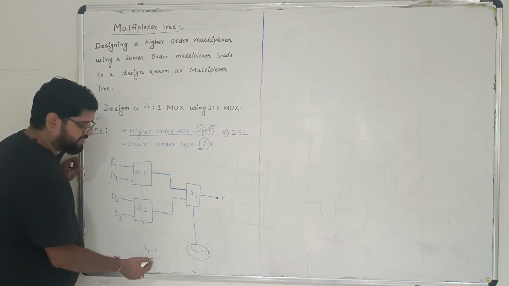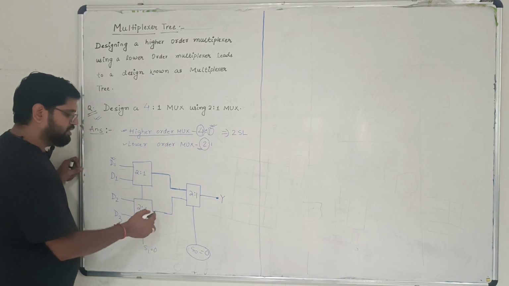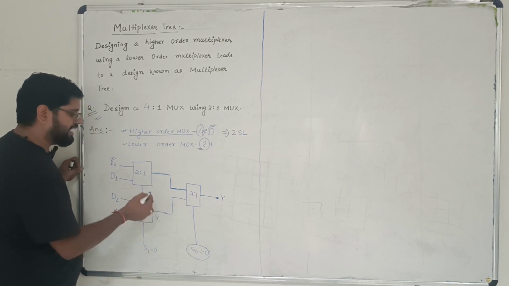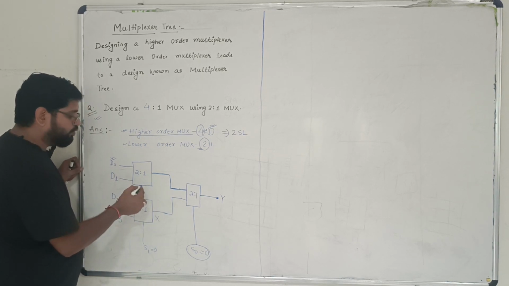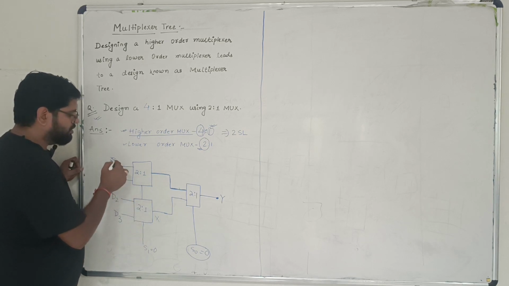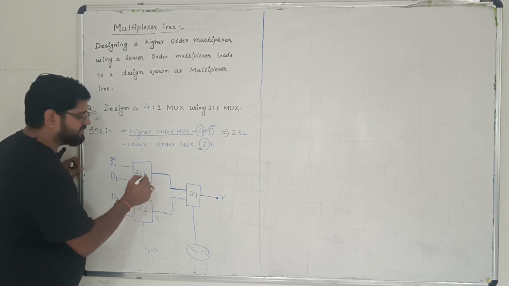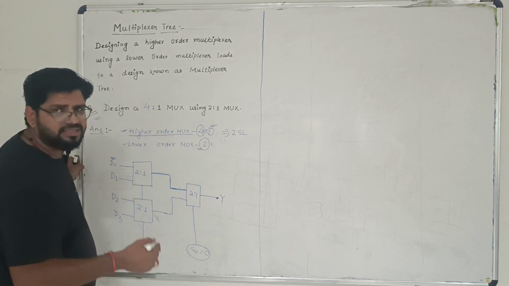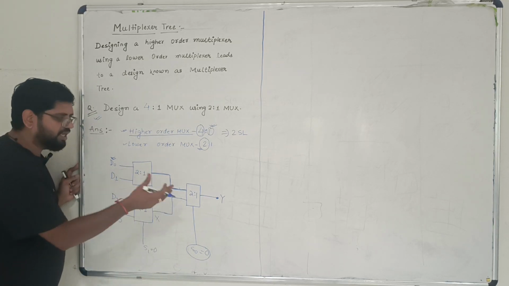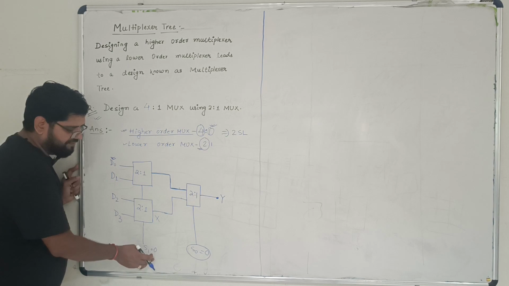Now if I am keeping S1 also equal to 0, then this MUX is not active, this MUX is active. And out of that one, if I am keeping S1 equals to 0, once again, this D0 will be coming as the output. The same thing was happening in the case of the multiplexer. If you can recall from the last class, we were having such a condition.